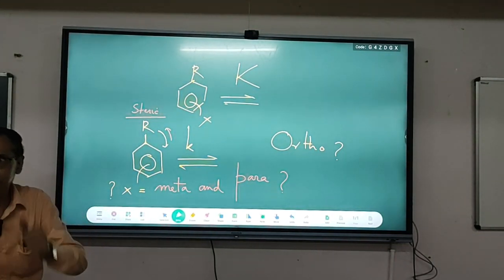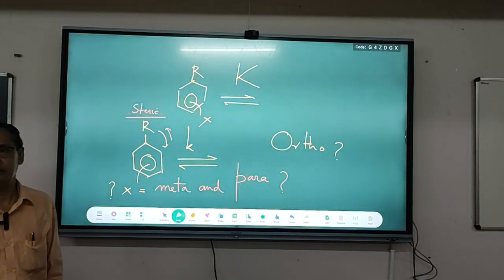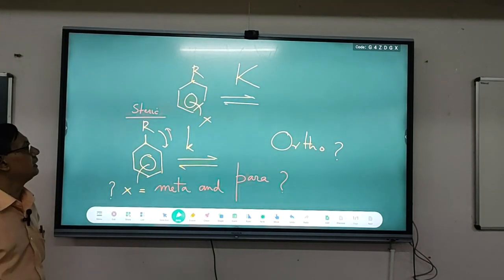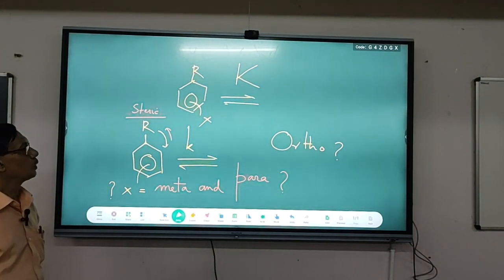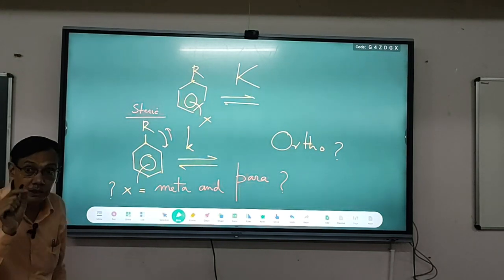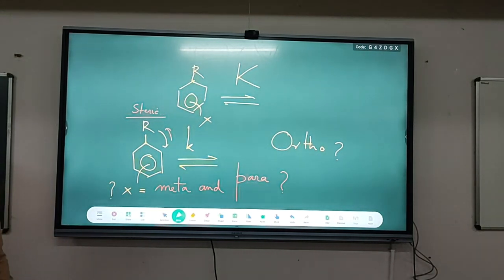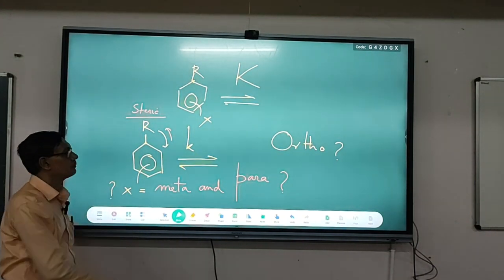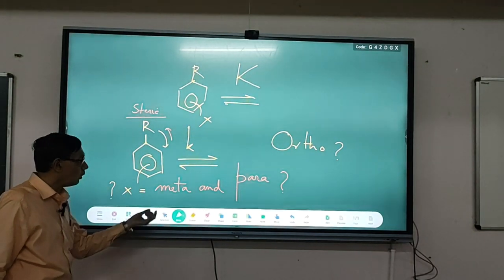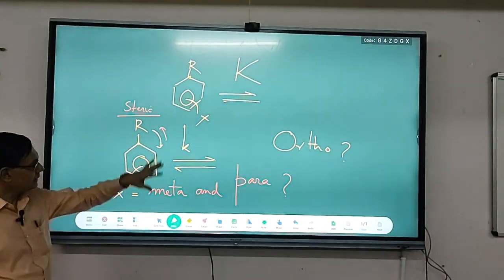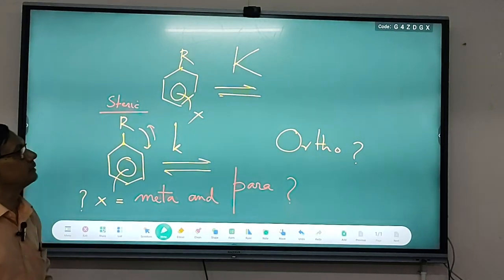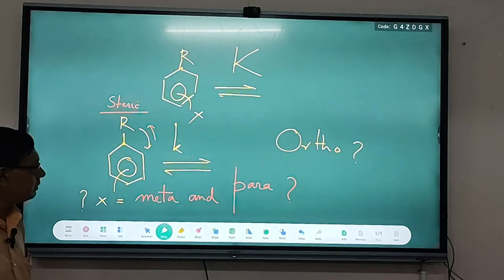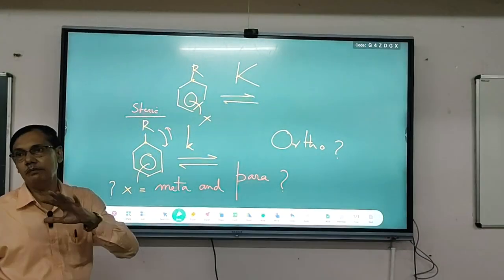So my first definition is that if I take one benzene derivative or whatever it is, what would be the possible effect of these substituents on the para or meta position, on the acidity or whatever it is, reactivity and other things. That can be solved by the Hammett equation.